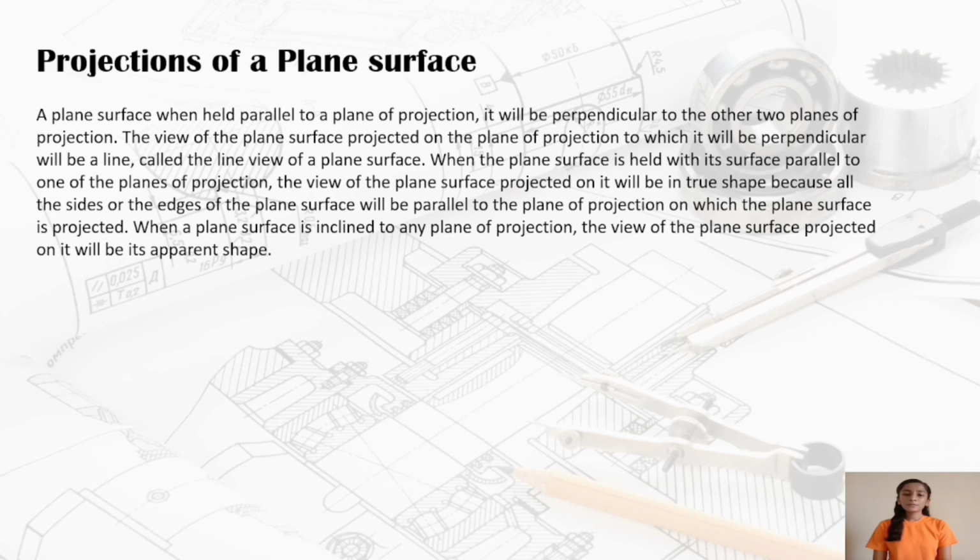When the plane surface is held with its surface parallel to one of the planes of projection, the view of the plane surface projected on it will be in true shape, because all the sides or the edges of the plane surface will be parallel to the plane of projection on which the plane surface is projected. When a plane surface is inclined to any of the planes of projection, the view of the plane surface projected on it will be its apparent shape.